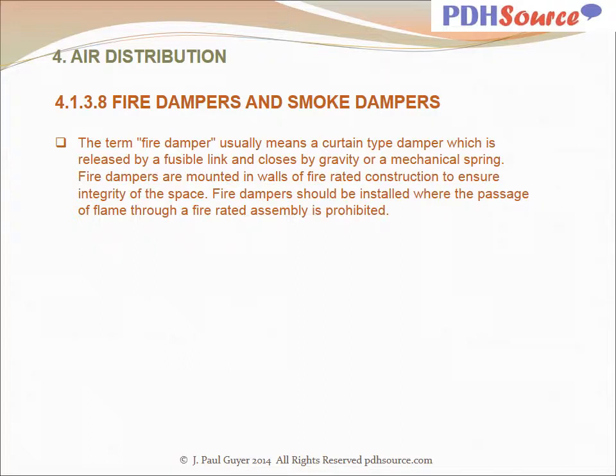Fire dampers and smoke dampers are important in the air distribution system. The term fire damper usually means a curtain-type damper which is released by a fusible link and closes by gravity or a mechanical spring. Fire dampers are mounted in walls of fire-rated construction to ensure integrity of the space. Fire dampers should be installed where the passage of flame through a fire-rated assembly is prohibited.